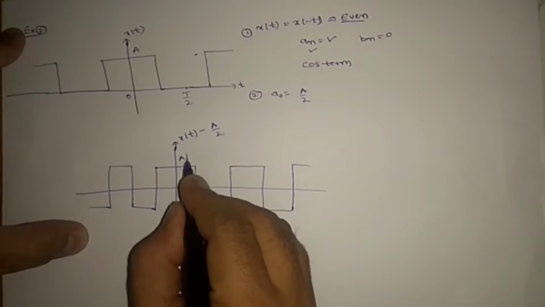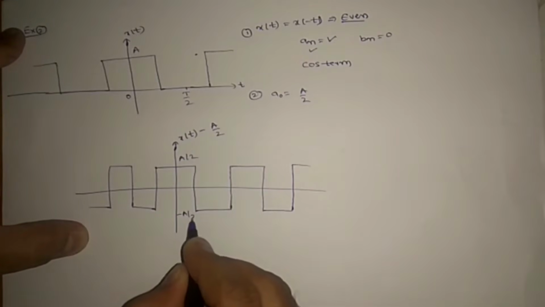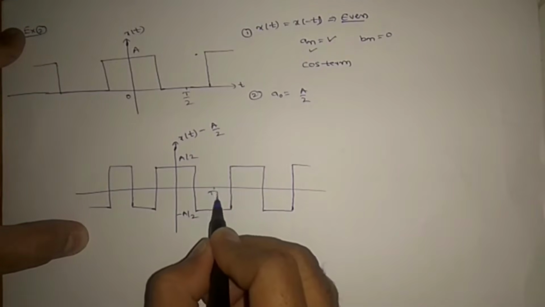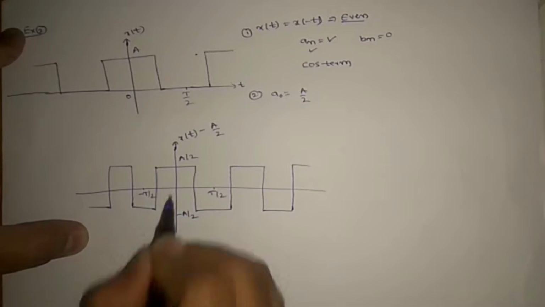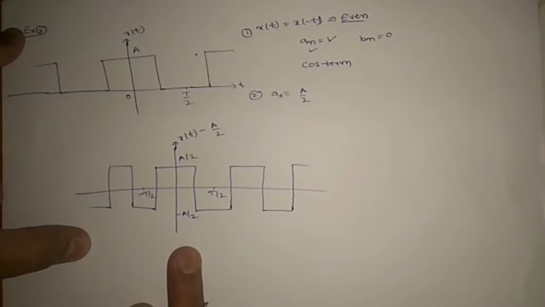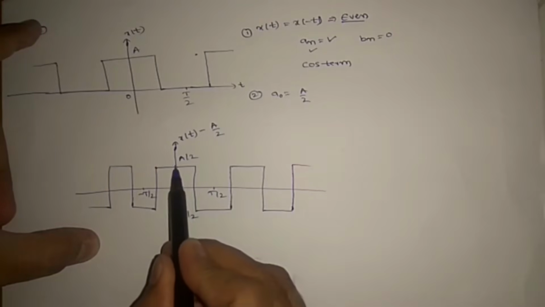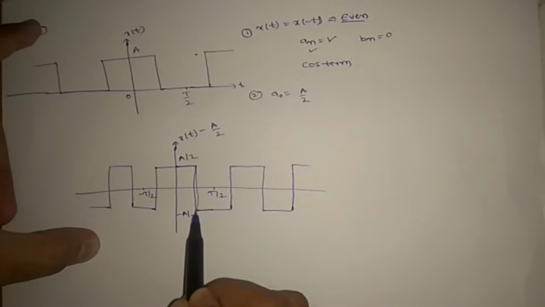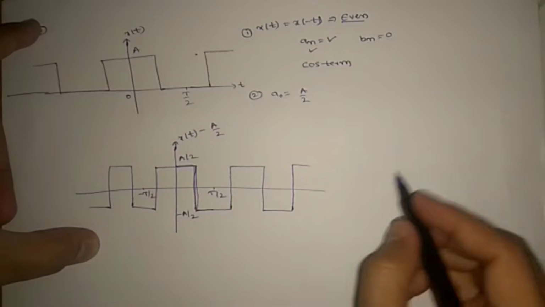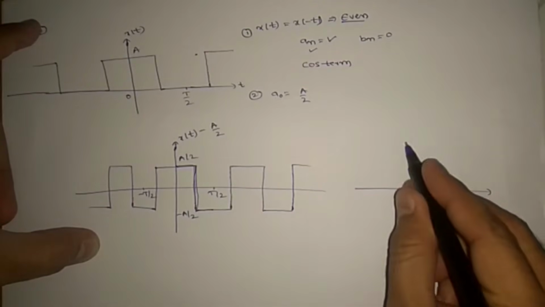So now this is A by 2 to minus A by 2. Okay, this is T by 2 only, minus T by 2. Now you can apply the symmetry property. For this, the DC value is 0 only. Now for the symmetry property, I will take just the half wave only. I won't take the complete waveform, for simplicity.